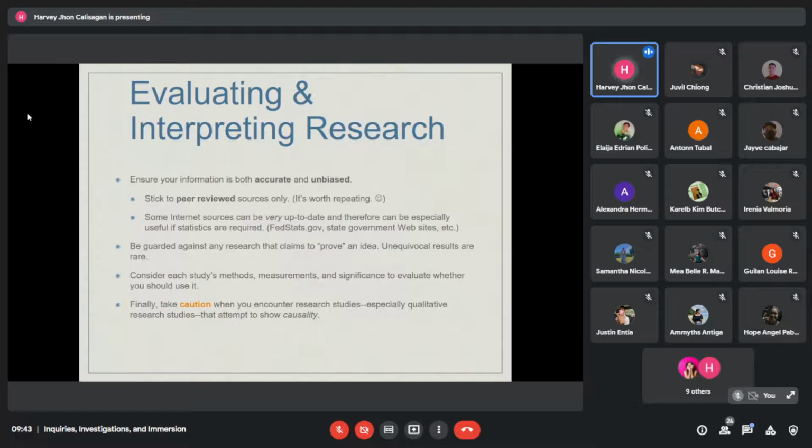So it's very worth repeating. It's very fruitful, a very igniting moment, to have this peer review, because imagine a person with such a mind who can create an amazing idea out of nowhere. Secondary resources can also be very up to date and therefore especially useful if statistics are required.